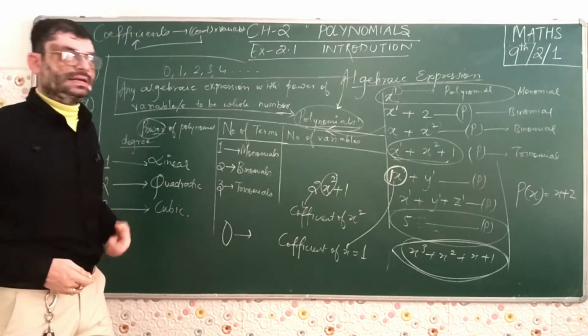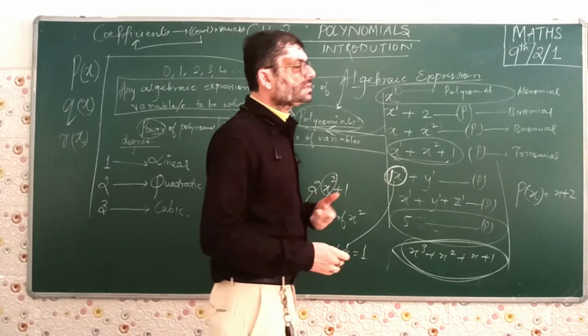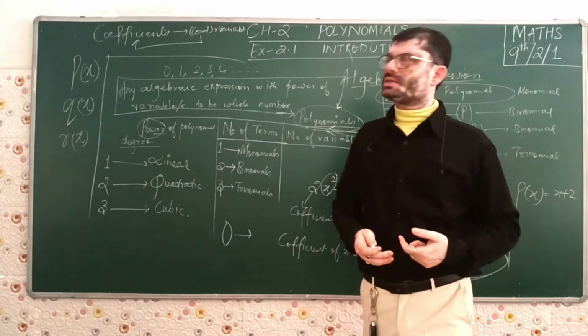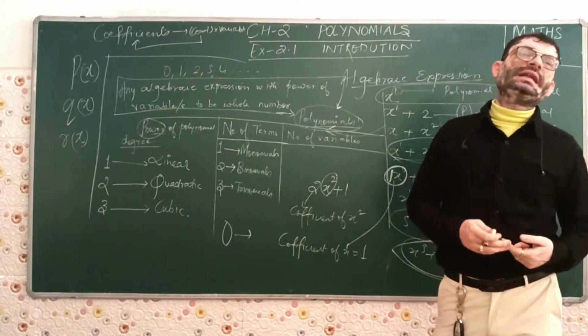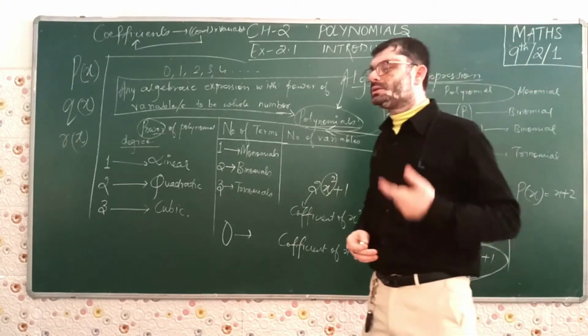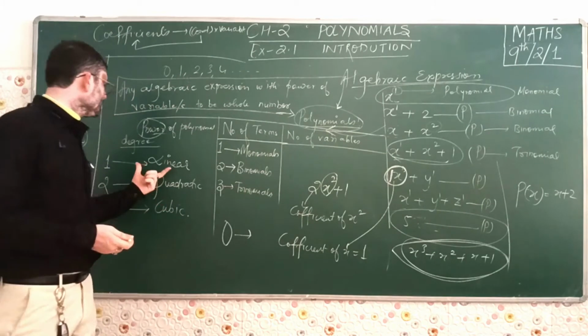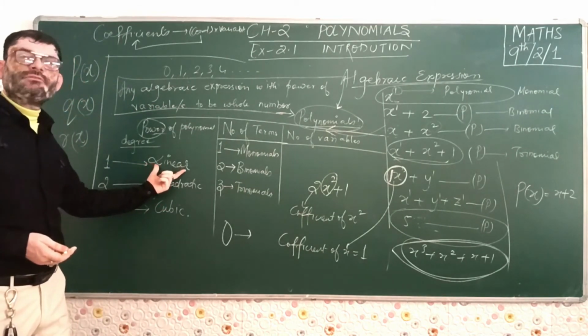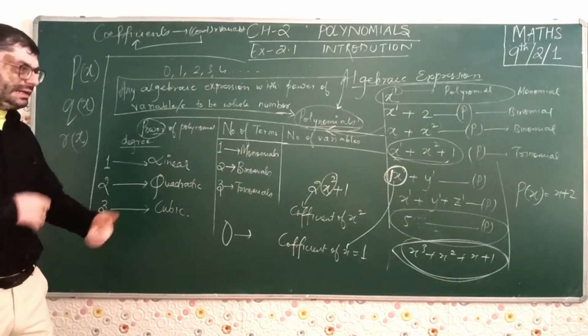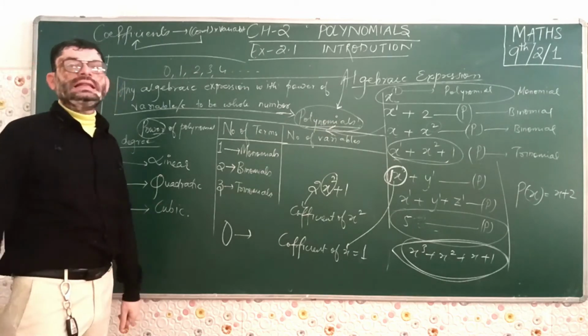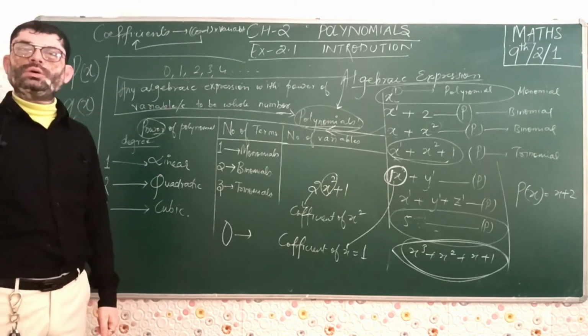But in class 9, regarding polynomials, we will be very much interested in polynomials of degree 1. Degree 1 means in class 9, we will be dealing with the properties of polynomials in linear form only. We will be dealing in our further part regarding linear polynomials only.